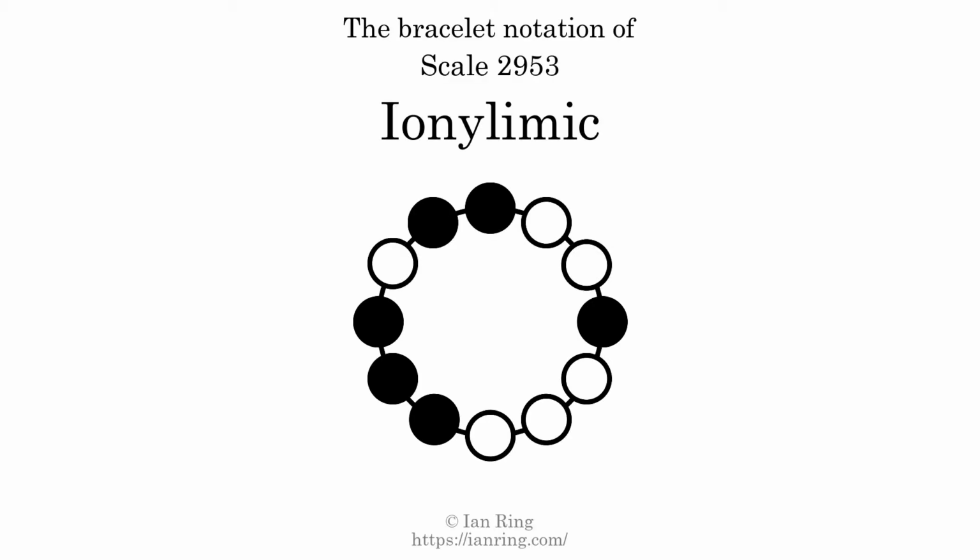This is a bracelet notation diagram of scale 2953. The shaded circles represent tones that appear in the scale, and they are read clockwise, starting at the top.